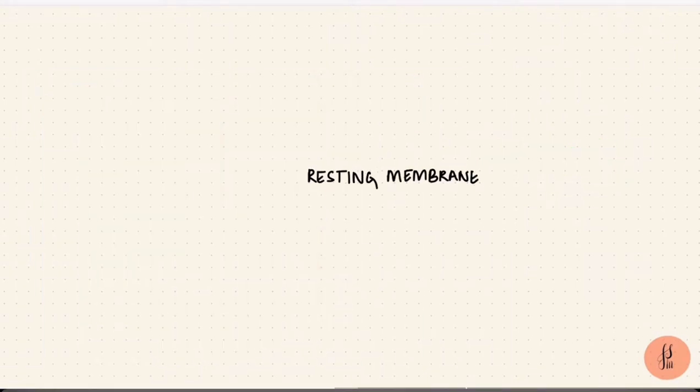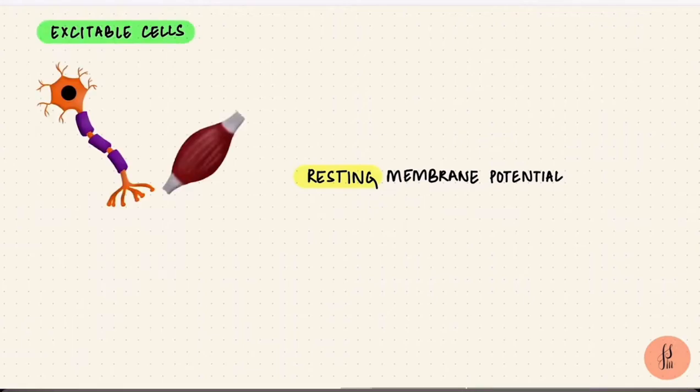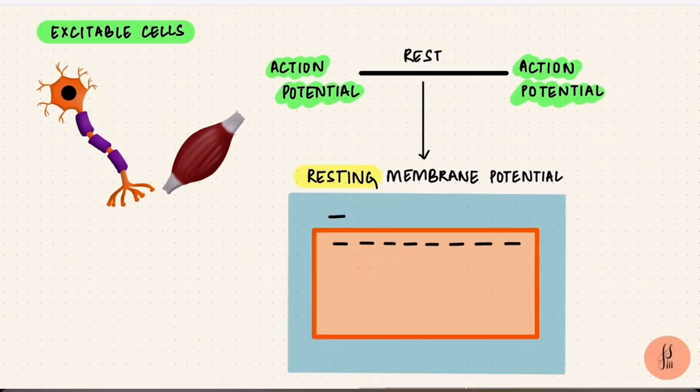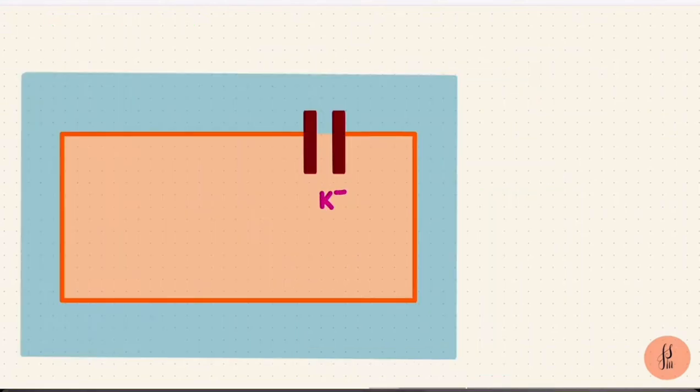The resting membrane potential is a state of rest, obviously. Excitable cells, like nerve and muscle cells, communicate using action potentials. The action potentials are brief changes in the membrane potential. But in between the action potentials, the membrane is at rest. So the potential at this point will be the resting membrane potential, and it's different in different cells. If potassium were the only permeable ion like how we saw earlier, then the membrane potential would be equal to the equilibrium potential of potassium.